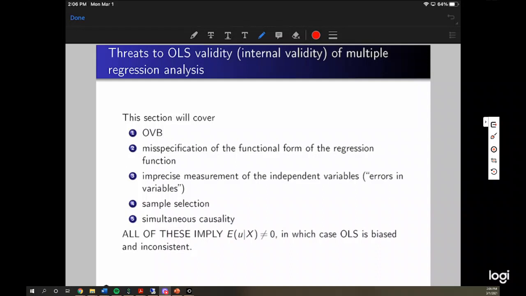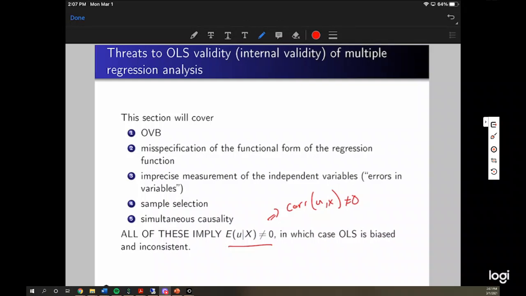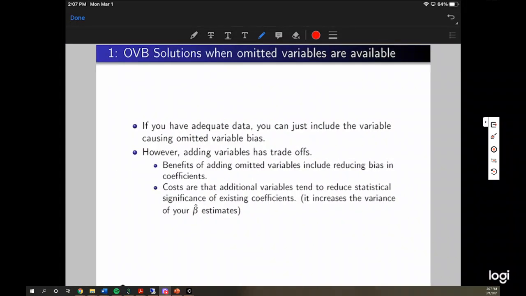And all of these imply that the expected value of the error term conditional on x does not equal 0. In other words, they imply the correlation between u and x does not equal 0, in which case OLS is biased. So all of these essentially violate OLS assumption number 1. So let's look at these in turn. Number 1, omitted variable bias. We've seen this many times in our lectures, and we've talked about solutions for this, but let's go over this again real quick.